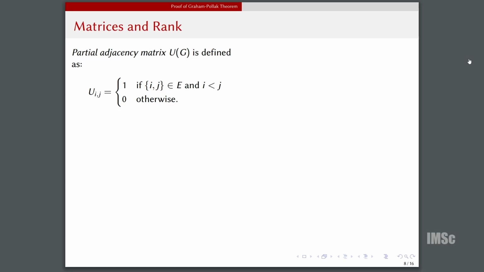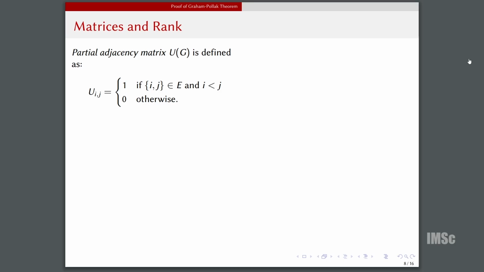Yeah, so let's see, I'll start with the rank-based proof. I have to define a matrix first whose rank I want to talk about. This is an auxiliary definition. I don't think anyone has defined the partial adjacency matrix as it is, so I'm just giving it a name.